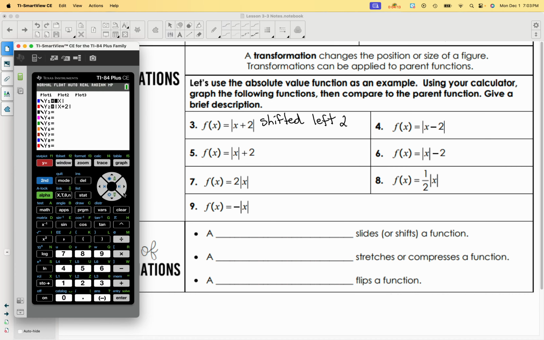So let's try the next one. I'm going to hit y equals. Now I can make this change, because now we want to change this to a minus. So just go over the plus sign and hit minus and it will switch it for you. And then we can hit graph.